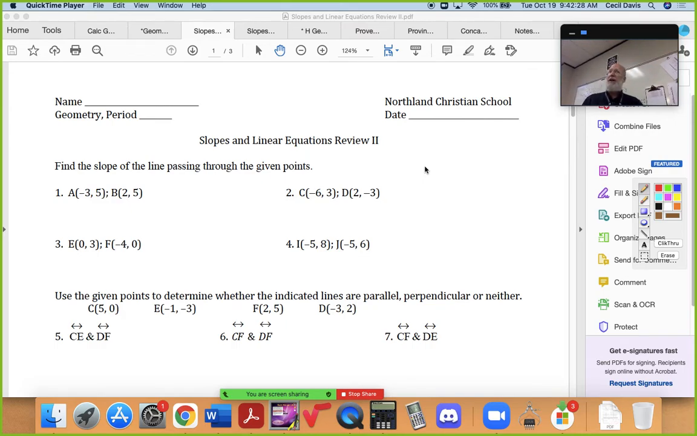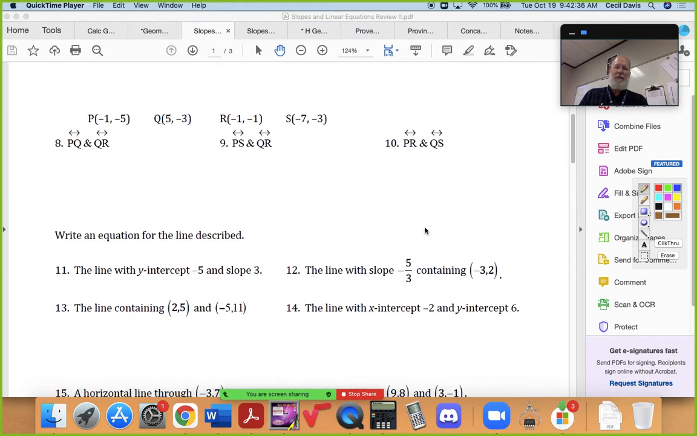All right, questions about any of the ones on the first page? Braden? Number 10, okay. All right, so let's start by finding the slope of PR. So how did you find the slope for PR? So, I took negative 1 minus negative 5, and then I got 4.